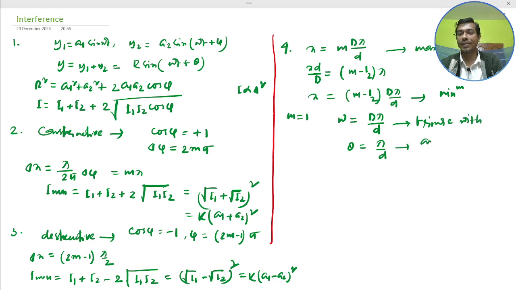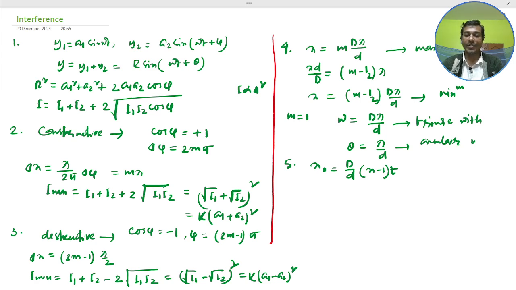And this is the angular fringe width. Next one, inserting a slab between the incident wave. So here the path difference would become, in that case, x naught is equal to d by D (n minus 1) t, where t is the thickness of the slab.